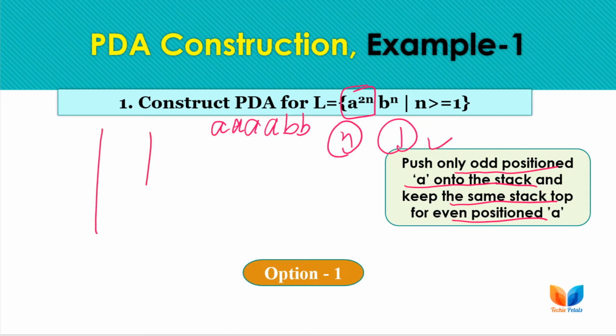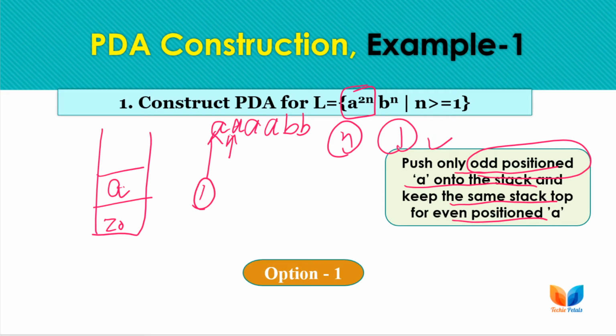Let's take the example. Suppose we have Z0 as the initial symbol. For the first A, the odd position A, just push A onto the stack, and for the next even position A, just skip it and move to the next symbol. So we move to the third symbol. As the third is an odd position, again push A onto the stack, and just read the fourth symbol without changing the stack and move to the next input symbol.